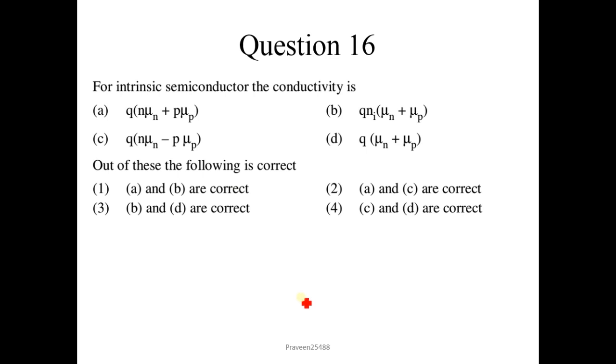Question number 16. For an intrinsic semiconductor, the conductivity is represented as sigma is equal to n q mu n plus p q mu p. So this expression matches with option A, and if you take n according to the mass action law, n into p is equal to ni square, and for intrinsic it is n is equal to p. So option B is also matched. So A and B are correct. First one is the correct answer.